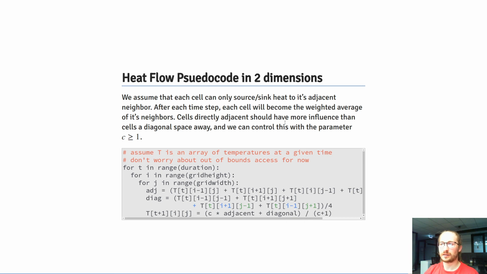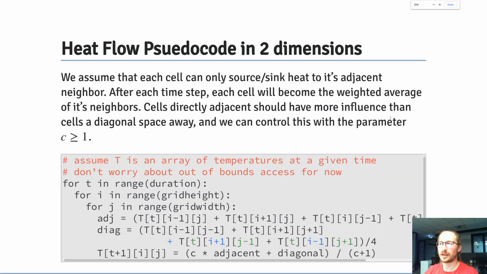So we're going to make some assumptions, simplify things. We're going to assume after each time step, each cell will become a weighted average of its neighbours. And so what do I mean by that? I mean each cell on the grid is going to be some average of the 8 cells around it with a particular bias to some cells. The idea is the cells directly to my north and south and east and west are sort of closer to me than my diagonal neighbours, like my northeast neighbour and my northwest neighbour and so on. So we can have them affect the temperature more, we can give them a greater contribution, and this is something we can control with some parameter C.